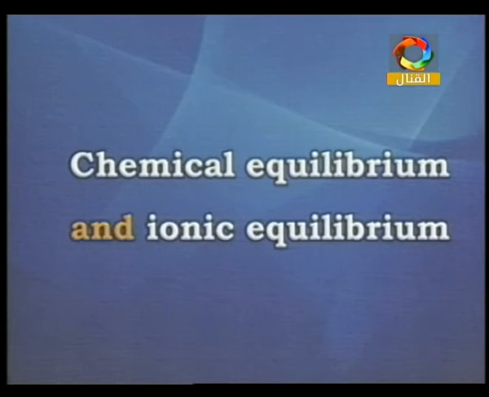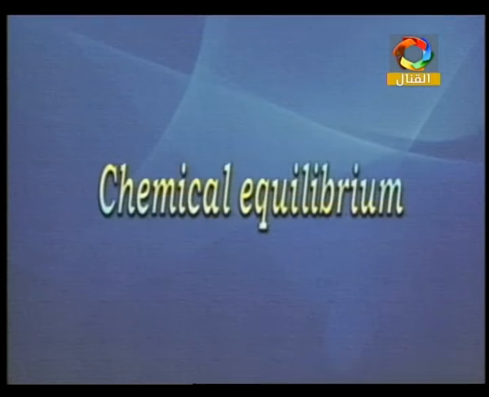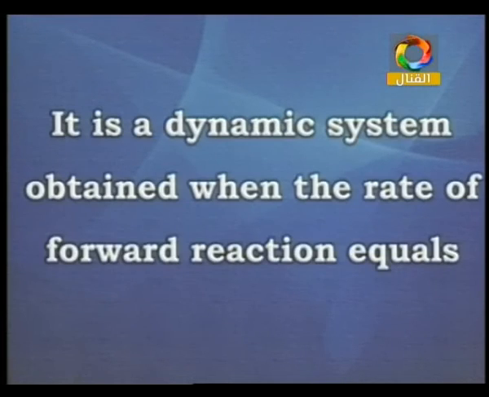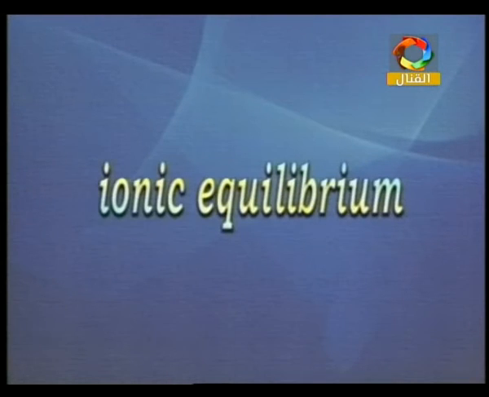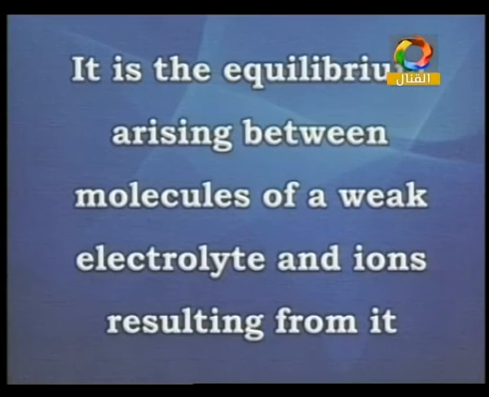Next type of question, compare between chemical equilibrium and ionic equilibrium. Chemical equilibrium, it is a dynamic system obtained when the rate of forward reaction equals the rate of backward reaction, and the concentration of the reactants and product are unchangeable. Ionic equilibrium, it is the equilibrium arising between the molecules of weak electrolyte and the ions resulting from it.